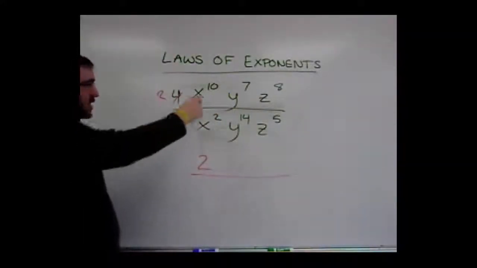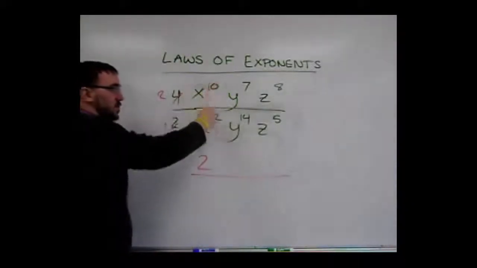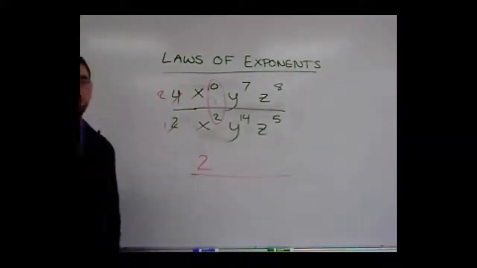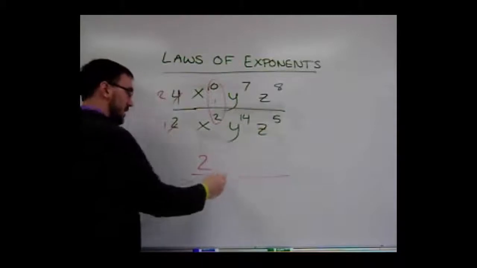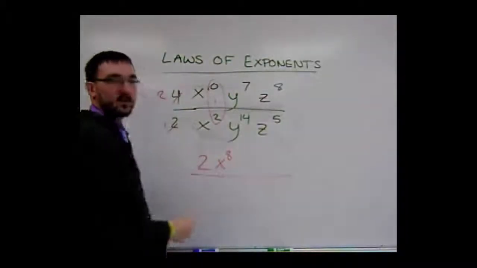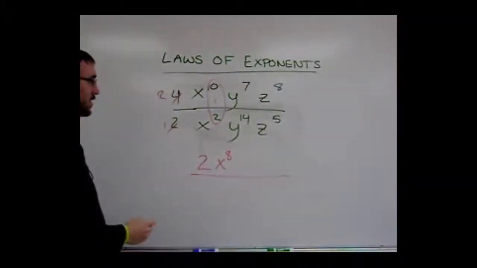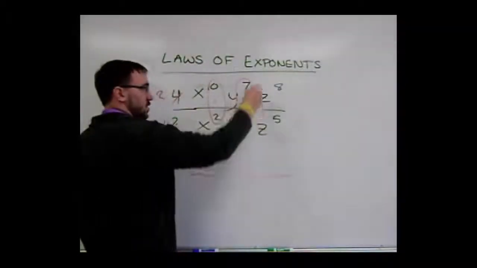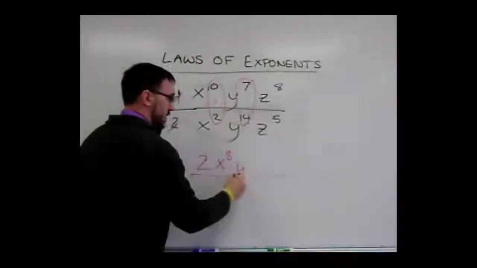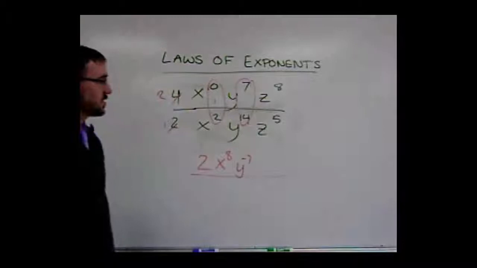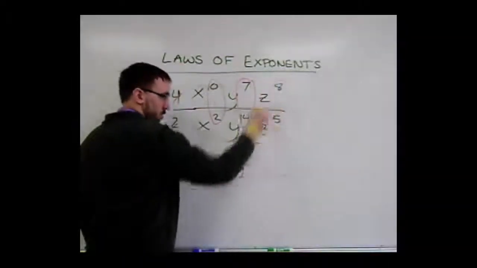Okay, and then x to the 10th over x squared. What am I gonna do with these? Subtract them. So 10 minus 2, 8. X to the 8th. Good job, Lightning. All right. Y to the 7th over 14. Negative 7. Okay, y to the negative 7th. Okay, and then z to the 3.